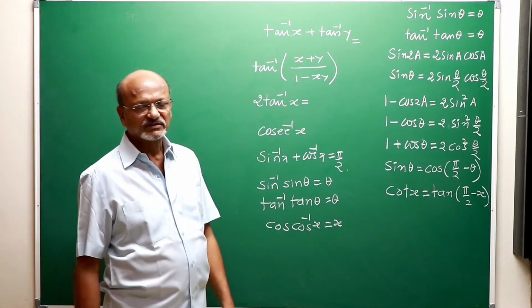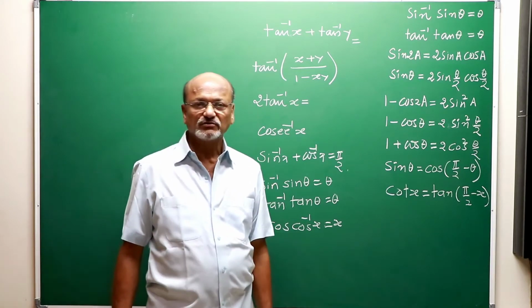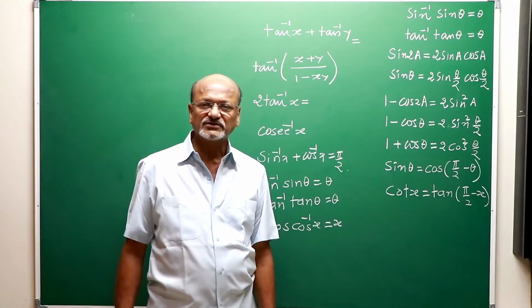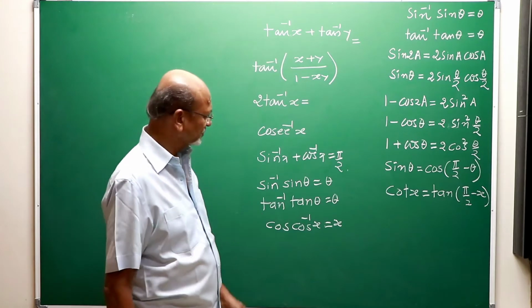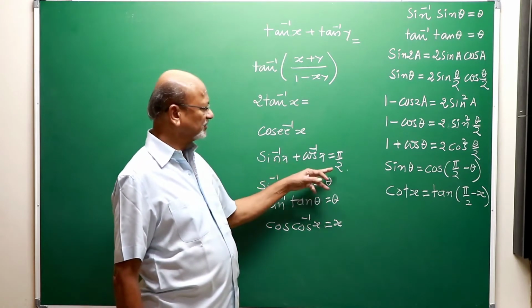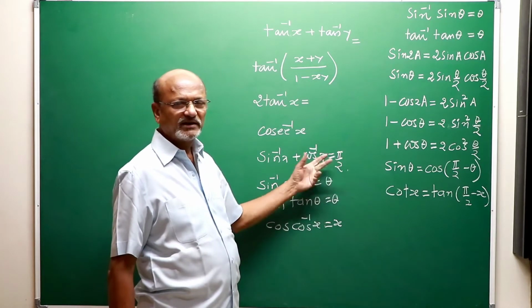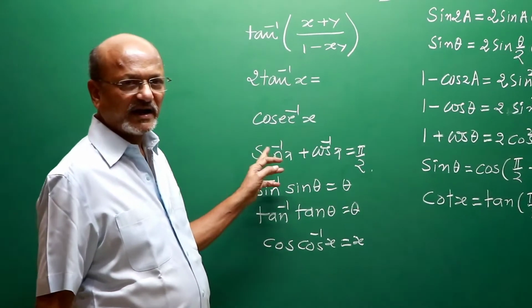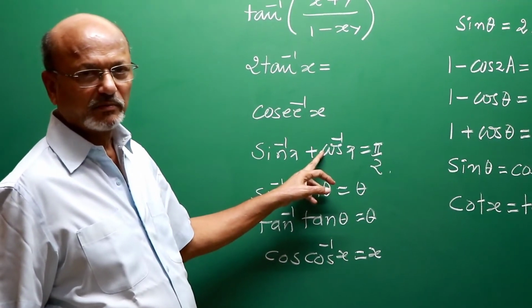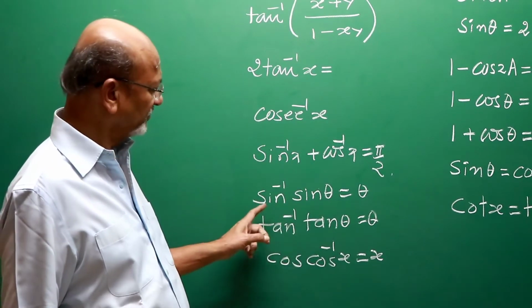Cosec inverse x is sin inverse 1 by x, sec inverse x is cos inverse 1 by x, cot inverse x is tan inverse 1 by x, where x is positive, greater than 0. Sin inverse x plus cos inverse x is pi by 2, and pi by 2 minus any one equals the remaining. Similarly, tan inverse x plus cot inverse x is pi by 2. Sec inverse x plus cosec inverse x is pi by 2.